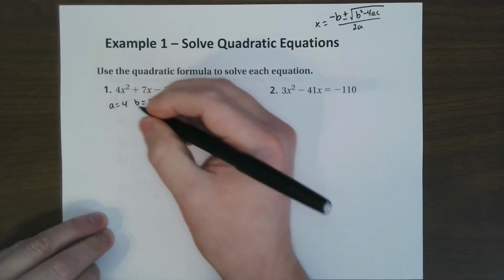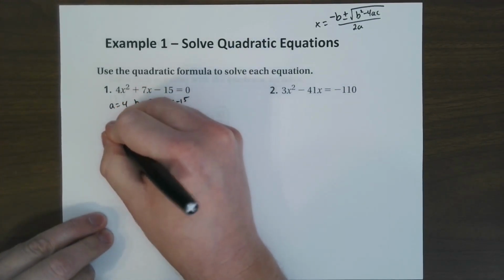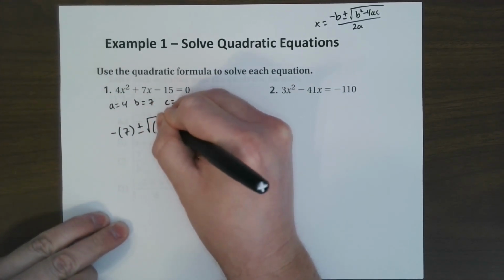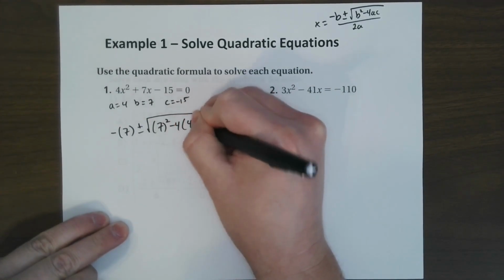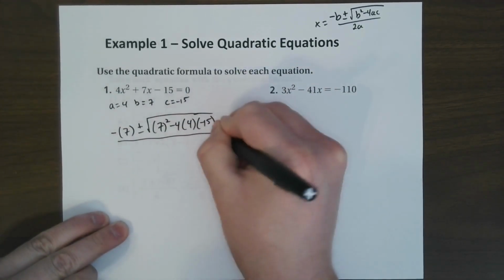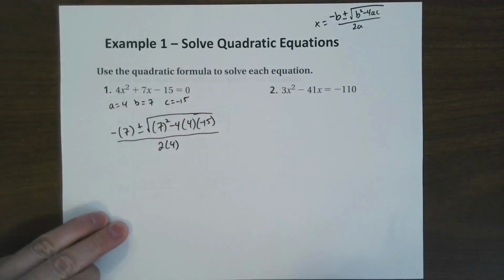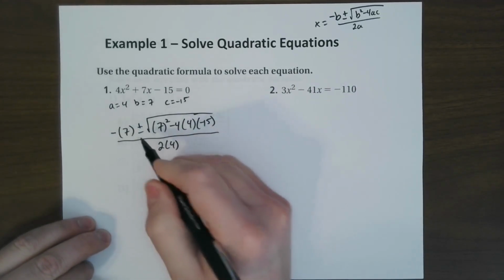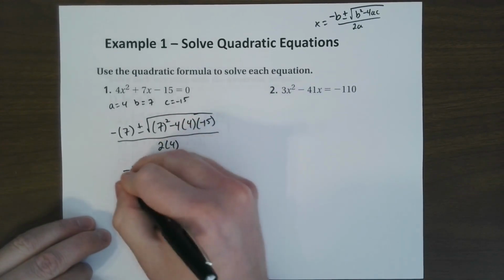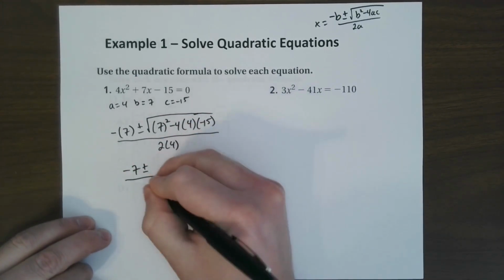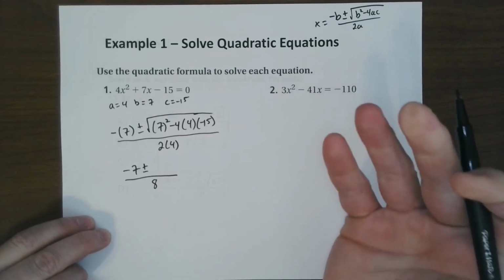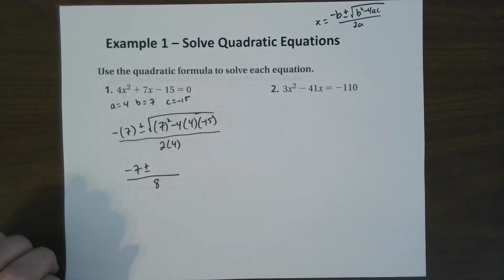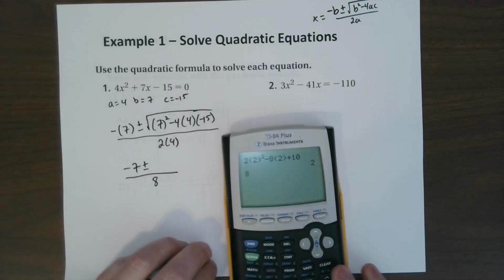So now I just plug in the formula. So negative 7 plus or minus square root of 7 squared minus 4 times 4 times negative 15 all over 2 times 4. Now, what I would recommend to solve this is do these ones in your head. So negative 7 is negative 7. 2 times 4 is 8. You can do that in your head, really easy. Now, this part under here, you have to plug into the calculator. So I will model that once.